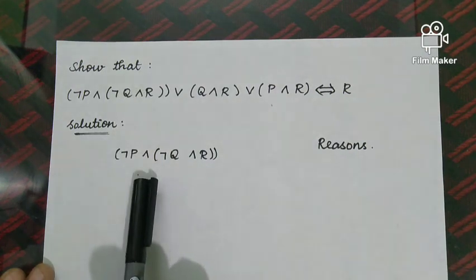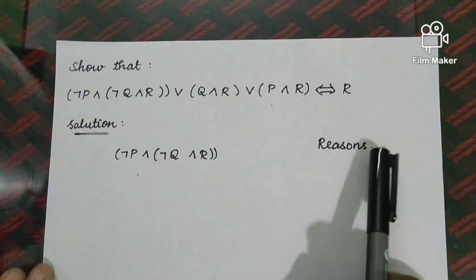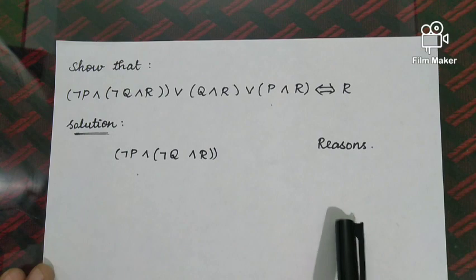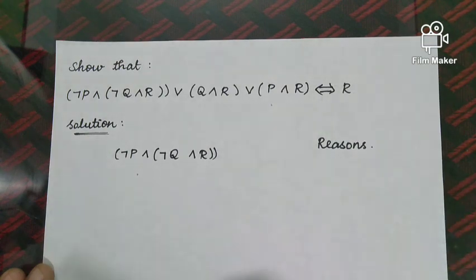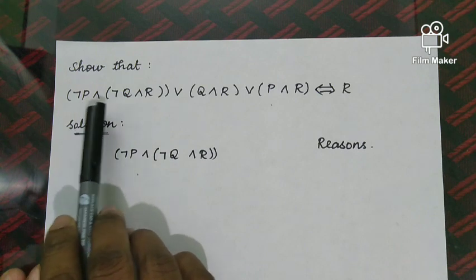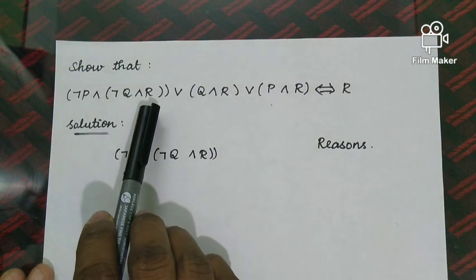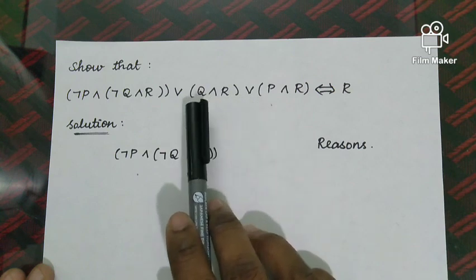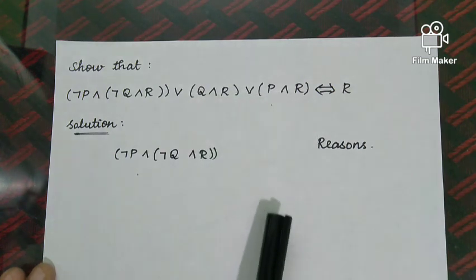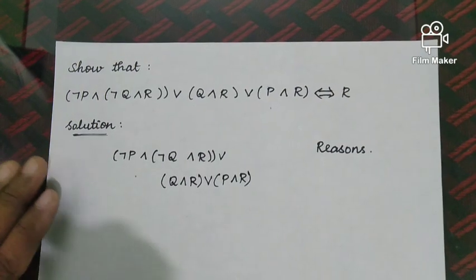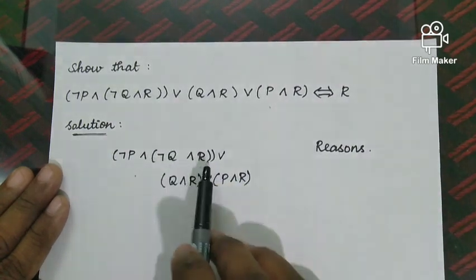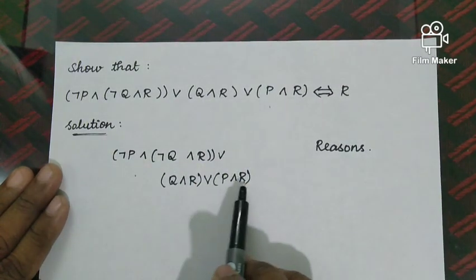So in this way we have to do the problem. First we take the left hand side, and here we are supposed to give the reasons, what law we are applying here. That we are supposed to write. It's very compulsory, so that only we can get the full marks. So in this question we have (negation P and negation Q and R), and the next ones, (Q and R) or (P and R). So on the left hand side we take as it is: (negation P and negation Q and R) or (Q and R) or (P and R).